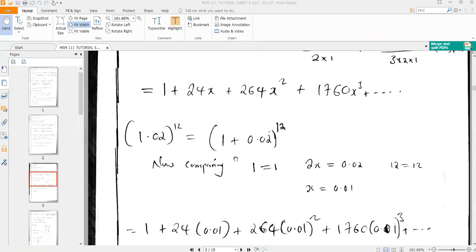We're just substituting: where there's x, we put 0.01. So when we substitute here, in this function, we have 1 plus 24 times 0.01. Then here we have 264, where there's x we put in 0.01 squared, plus 1760, where there's x we put in 0.01 to the power 3.